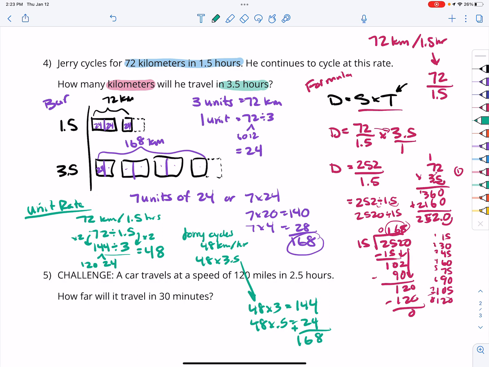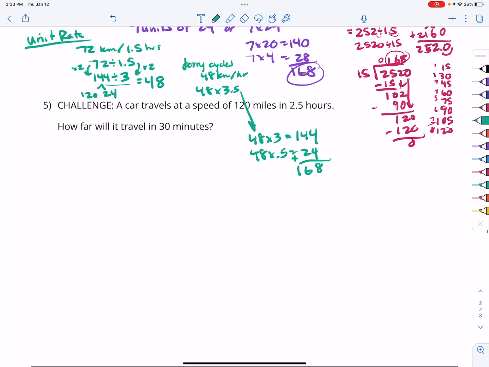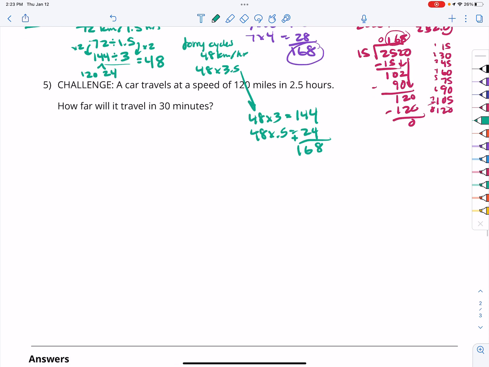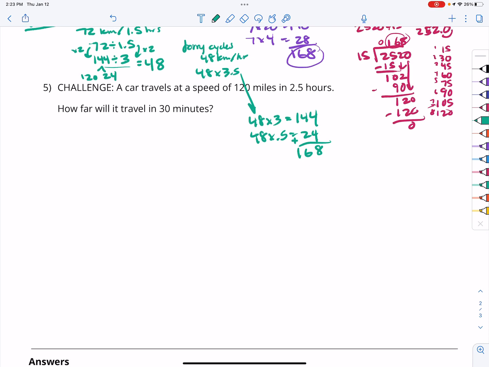So let's look at this challenge one, or hopefully I have more space. Okay, a car travels at a speed of 120 miles in 2.5 hours. How far will it travel in 30 minutes? So we could calculate the unit rate to figure out miles per hour, or we could do our little bar model. And I'm feeling like that bar model might be good.